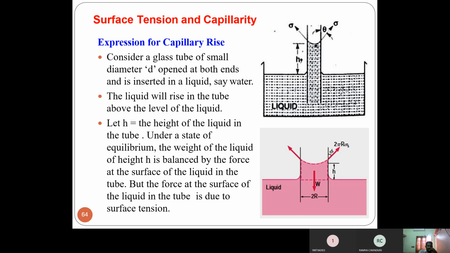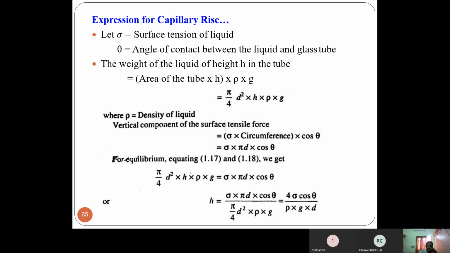Come to the next slide. Expression for capillary rise. Let sigma be the surface tension of the liquid, and theta the angle of contact between the liquid and the glass tube. The weight of the liquid of height h in the tube is W equal to mg. What is the expression for the weight? W is equal to mg.